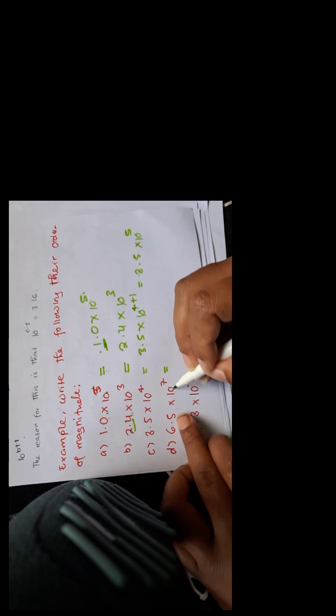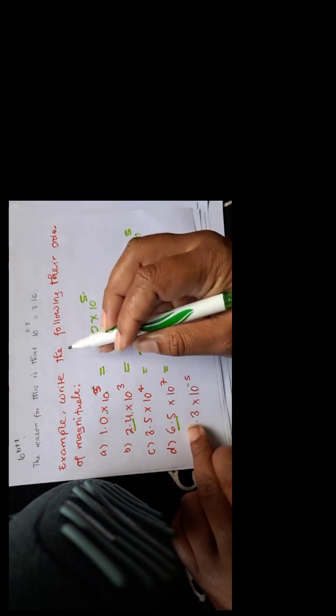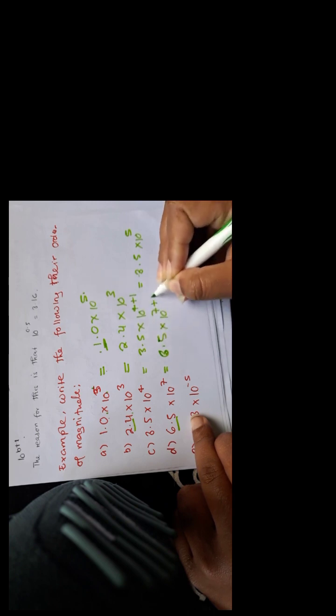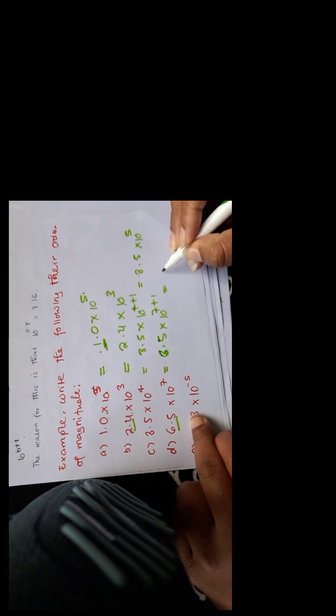For this one, we have 6.5 times 10 to the power of 7. So A is greater than 3.16, so we'll have 6.5 times 10 to the power of 7 plus 1. So now our new order of magnitude is 6.5 times 10 to the power of 8.